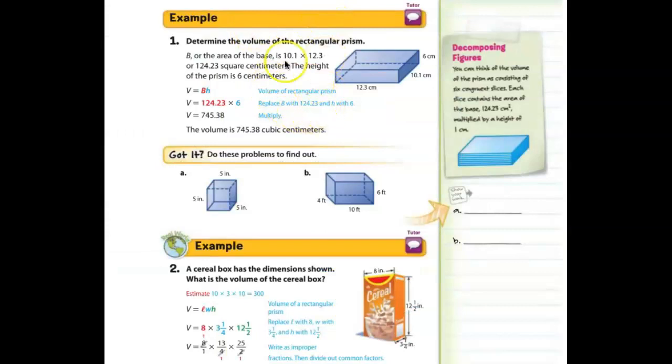Okay, so now we're going to look at an example they've done for us, and then we're going to practice a little bit before moving on to the next concept.